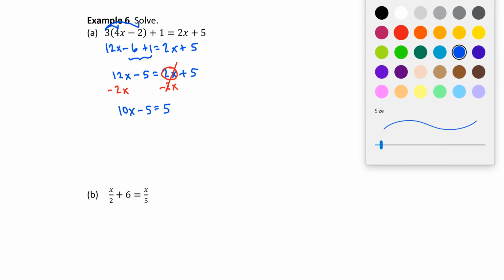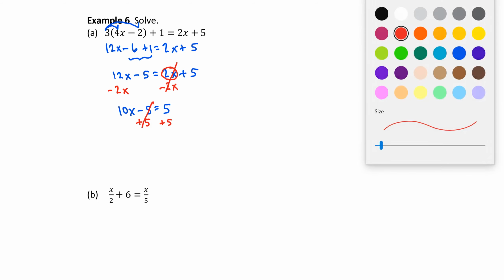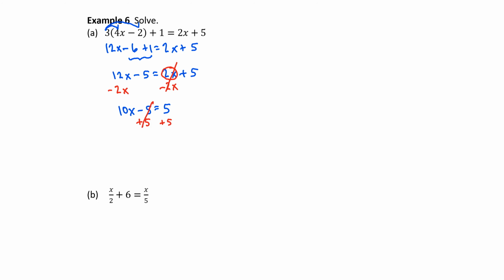Now I want to move my constants to the right. So I'm going to add 5 to both sides so that I can get it to cancel on the left. Then all my constants will live on the right. So we have 10x equals 10.